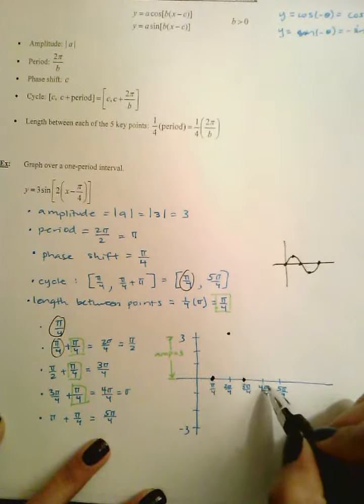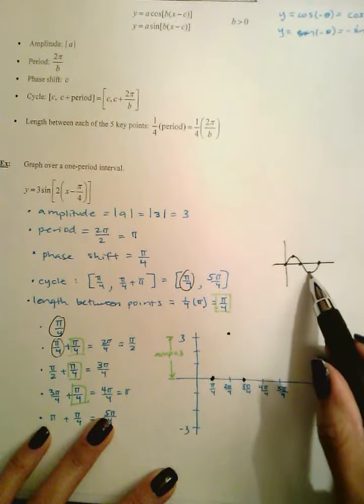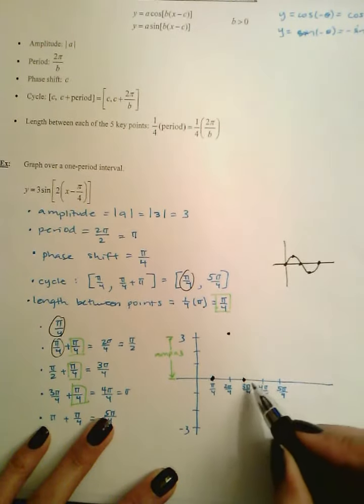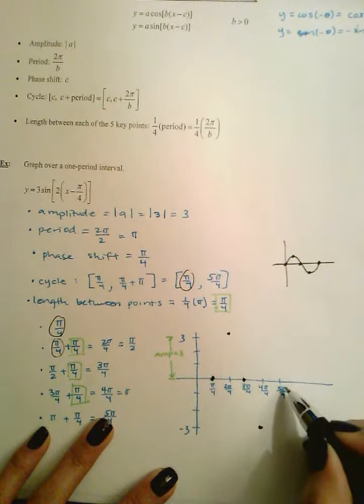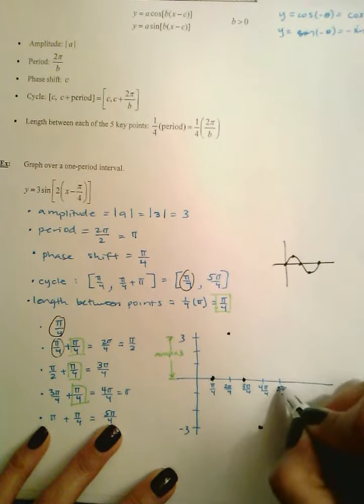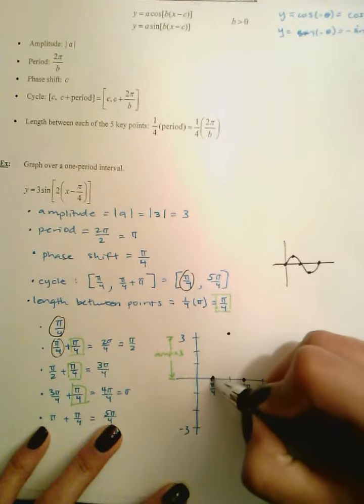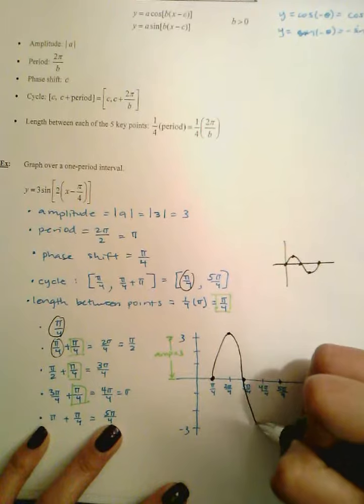So the next one is 4 pi over 4, or pi, and this next one is below the axis, all the way at the bottom, so this one's going to be all the way at the bottom as well. And for 5 pi over 4, that's the fifth key point. This fifth key point is on the axis, so we're going to draw it on the axis as well. And then we're going to go ahead and connect these with that sine curve.